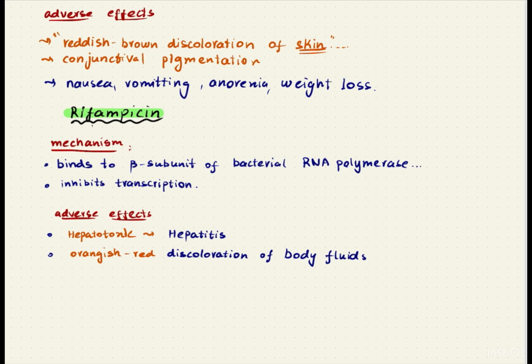And what are the adverse effects of rifampicin? Two things should come to your mind mainly, and one is hepatotoxicity. Rifampicin is hepatotoxic, and it can produce hepatitis in people with pre-existing liver conditions. So that's one of the drawbacks. And the other one is that it produces orangish red discoloration of the body fluids, be it urine or tear fluid. So these are the two main adverse effects that should come to your mind whenever you think of rifampicin.